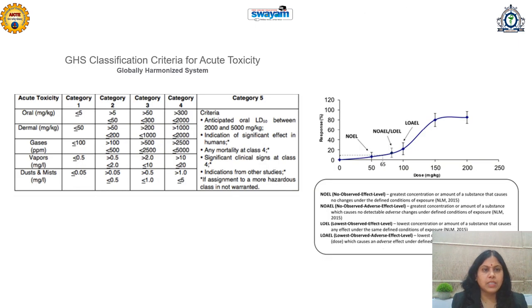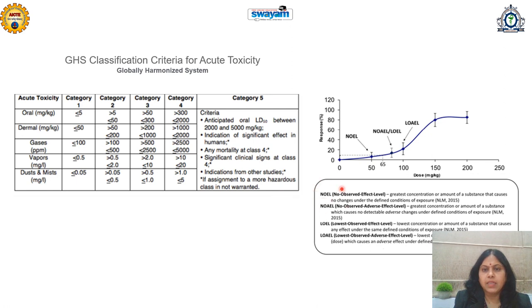Here is the GHS classification criteria for acute toxicity, the Globally Harmonized System classification, where acute toxicity, that is oral, dermal, and inhalation through gases, vapors, or dust and mist, is divided into categories 1 to 5, and these are dose dependent. So LD50 or LC50 values are determined, the minimum lethal concentration and minimum lethal dose are calculated. And then category wise, the medicinal plants or extracts and preparations are classified.